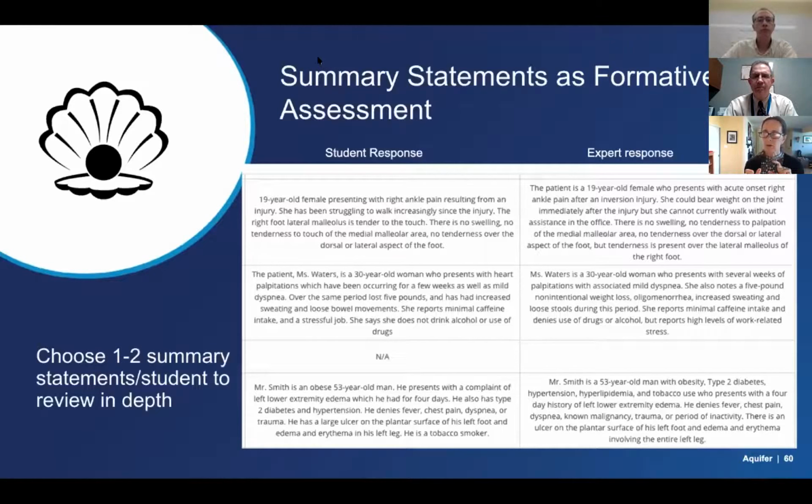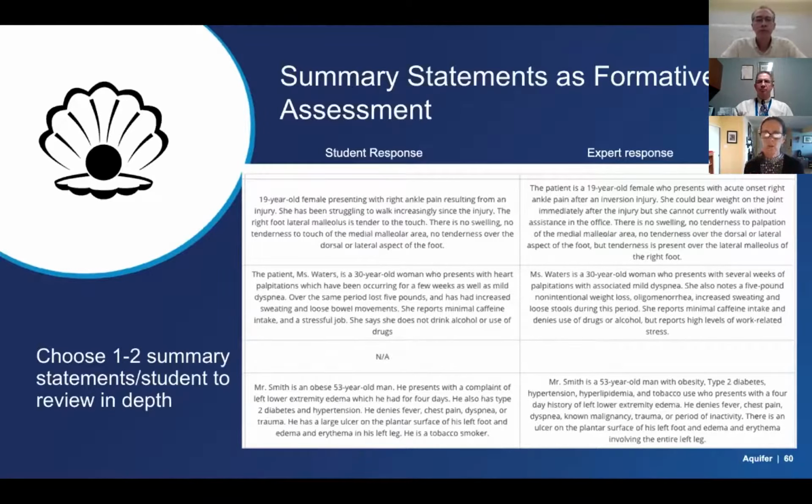Sometimes the write-ups that I get are not quite so good, and it's like, is this because of something about the patient or the encounter, or is this a real reflection of their skill? I don't want to wait until the very end of the clerkship to figure that out. So you can see here that you'll get student responses, and right next to the student response, you'll get an expert response. I suggest only choosing 1 or 2 summary statements. You can imagine if you have a whole bunch of students and most of the cases have this, then it's just way too much work. So I would just do a spot check.